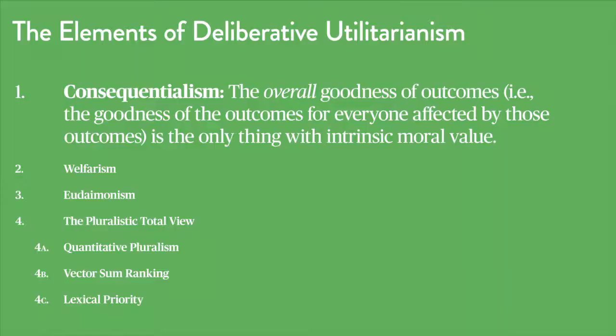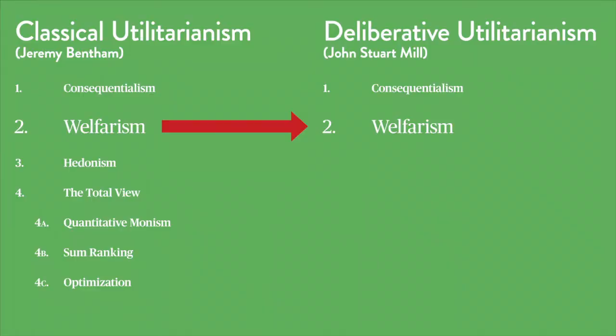In any case, I hope it's clear why Mill accepts consequentialism. Again, let's just repeat the idea of consequentialism. The overall goodness of outcomes is the only thing with intrinsic moral value. And again, we're looking at the outcomes, the consequences of your actions. That's the first part. And the second part, we should focus on how our actions affect everyone. And it's clear Mill agrees, so again, John Stuart Mill agrees with Jeremy Bentham. Let's accept consequentialism.